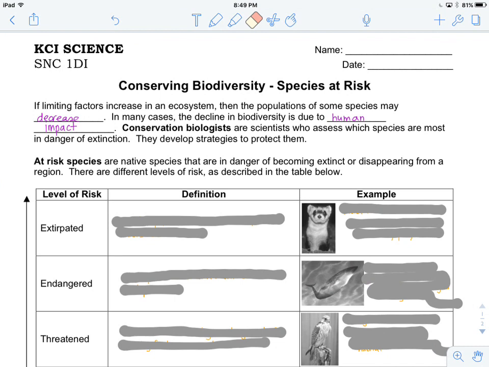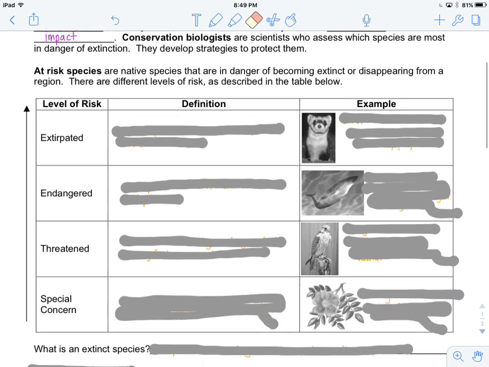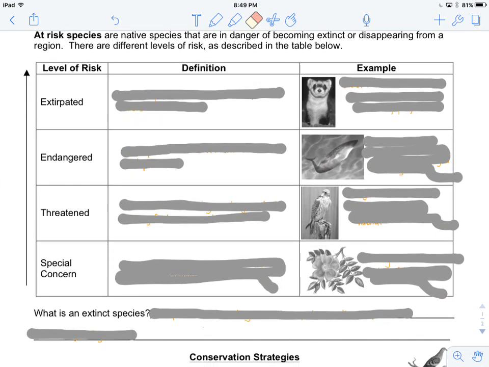At-risk species, though, are native species that are in danger of becoming extinct or disappearing from a region. And so there's some different levels of risk, and we're going to talk about what those different levels of risk are, and we'll give an example of each. So the highest level of risk, you'll notice that this column is increasing.